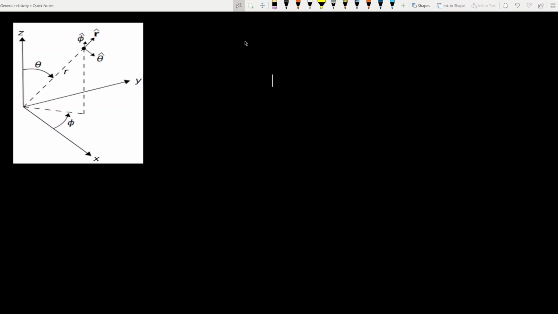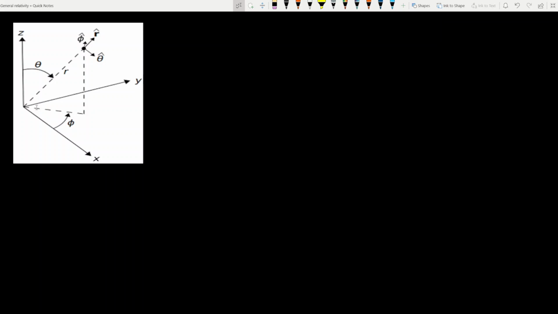In this video, I will be talking about how to find the basis vectors in spherical coordinates. Now, why am I doing that? Well, it's because in the next video about Christoffel symbols, we need to understand what basis vectors actually mean. So, let's just start.